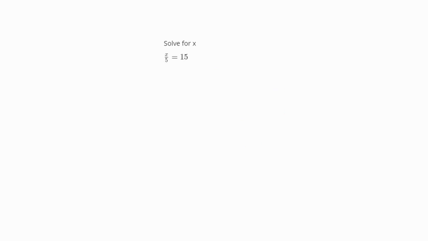And then the last one, x over 5 equals 15. So since this is a division, we want to do the opposite of division, which is multiplication. So we want to multiply that by 5. And what we do to one side, we do to the other. And you get x is equal to, and 15 times 5 is 75. All right. There you go.